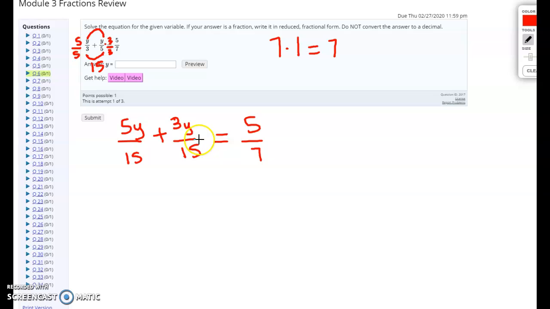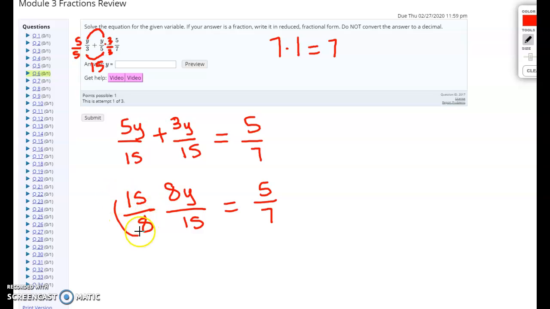Okay, so now I'm going to combine these two together. I get 5y plus 3y is 8y over 15 equals 5/7. Now I have a fraction multiplied by the variable. Remember, I just want to get this variable alone, so I'm going to multiply by the reciprocal, which is 15/8. When I multiply by the reciprocal, it's going to cancel and just equal 1, but I have to do it to both sides.